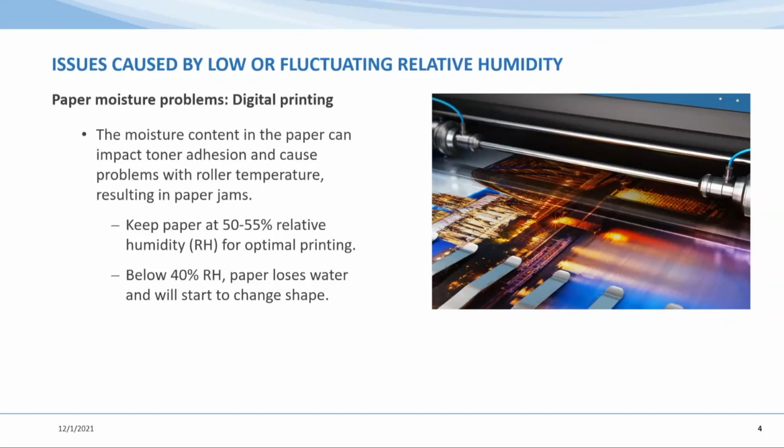So in this specific industry, keeping the paper at 50 to 55% relative humidity is optimal for this type of printing. Anything below 40% will cause that paper to evaporate the moisture that it contains, and it will start to change shape. Just like when you see a piece of wood, for example, sitting out and moisture leaves its surface, it can curl. Same thing is true with paper itself.